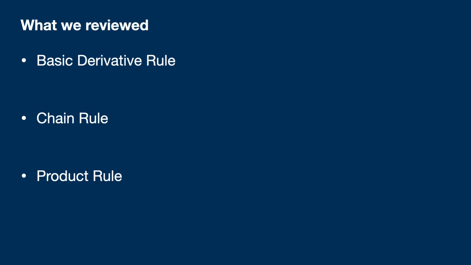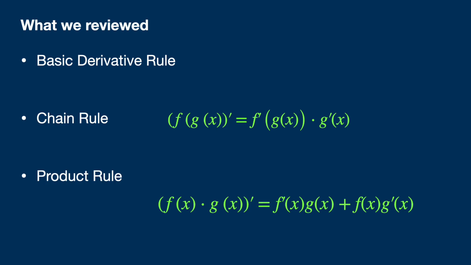What is the chain rule, guys? The chain rule: f of g of x, prime, is the outside function. You take the derivative of the outside first, times the derivative of the inside function. The product rule is applied to a product of two functions. You take the derivative of the first function times the second function, plus the first function times the derivative of the second function.